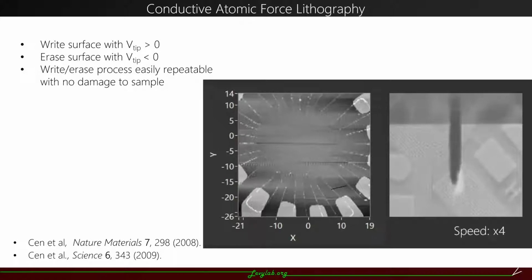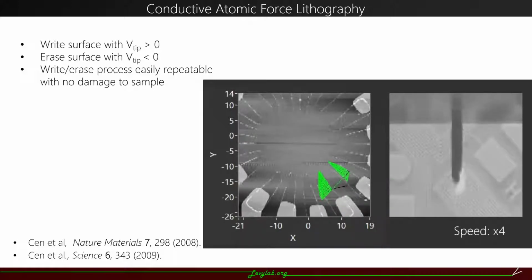This technique works by applying a positive voltage to an AFM tip, and by dragging this positively biased tip across the surface of the sample, we're able to create conducting channels in the two-dimensional electron gas between the two substrates. By applying a negative voltage to the tip and dragging the negatively biased tip across somewhere where we've previously written with positive voltage, we're able to erase the writing.